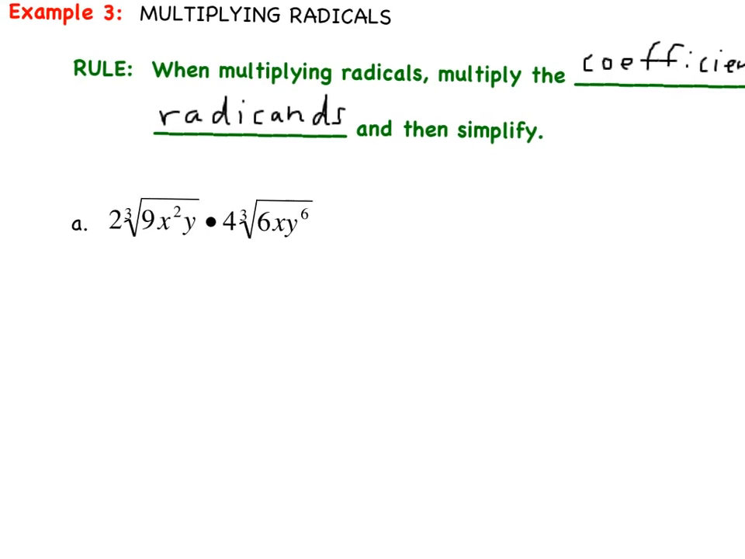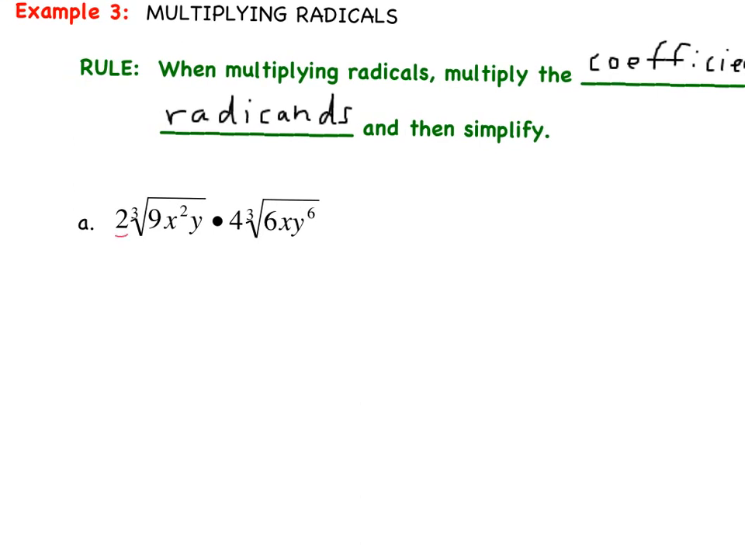All right? First thing I'm going to focus on is my coefficients, 2 and 4. So we're going to multiply 2 times 4, and I'll just write it as 2 times 4 for now. And now we can multiply the radicands. So the cubed root, and I like to put all my numbers together. So 9 times 6, x squared times x, y times y to the 6th. Now you could go ahead and combine these all in one line of work. I'm just showing you what it's going to look like.